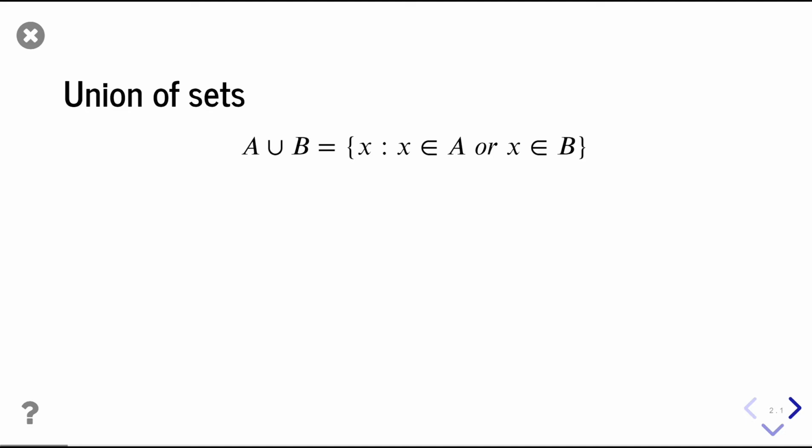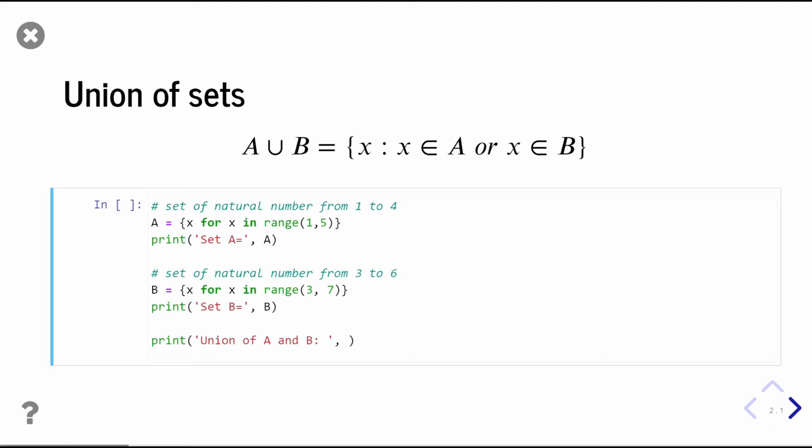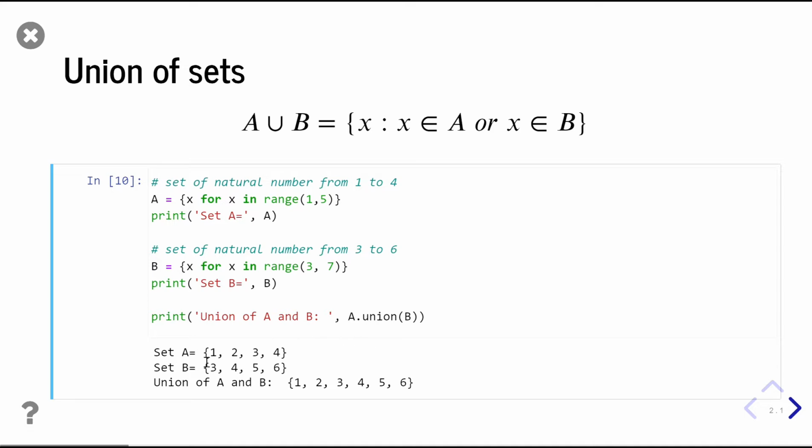We know that union of sets A and B results in a set which is having elements from both A and B. Now suppose that we have a set A having elements from 1 to 4 and set B having elements from 3 to 6. We can find A union B as follows: A dot union B, and if we print the result we get like this. Set A is having elements 1 2 3 4, set B is having elements 3 4 5 6. Union of A and B is having elements 1 2 3 4 5 6.